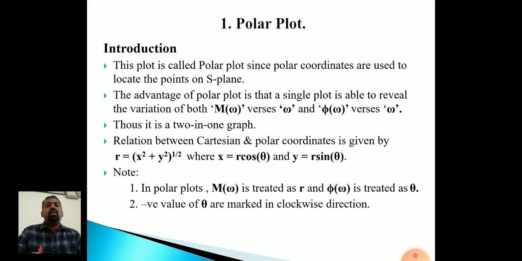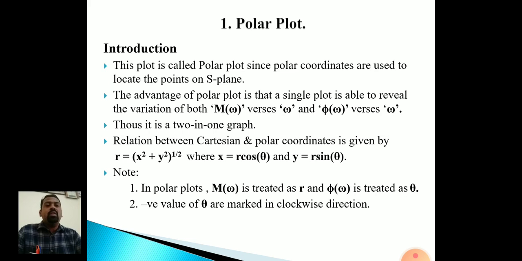So one more thing, the advantage of the polar plot is that a single plot is able to reveal the variation of both magnitude ratio versus omega, that is frequency, and phase angle or phase shift versus, once again, omega. Thus it is also called a 2-in-1 graph. In only one plot, the variation of two parameters can be studied.